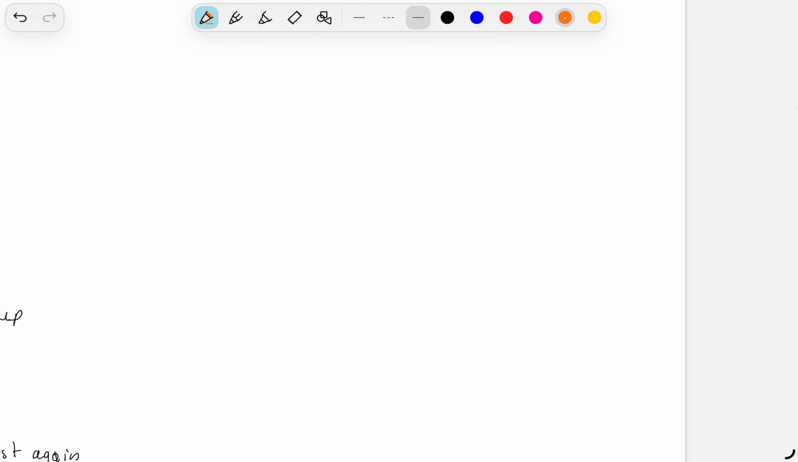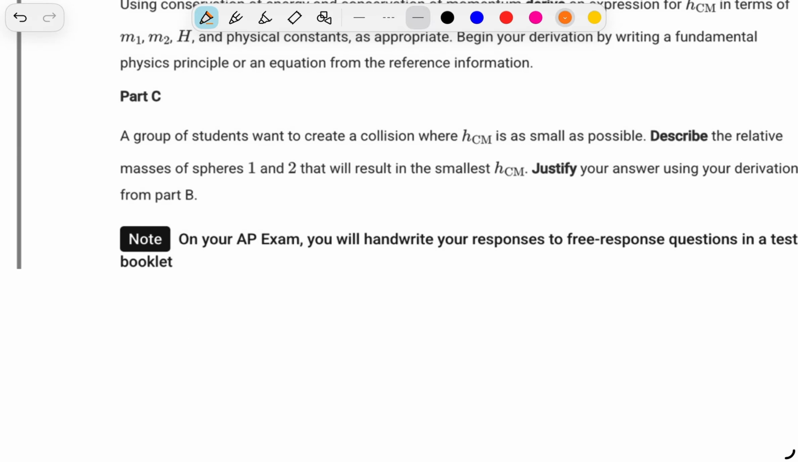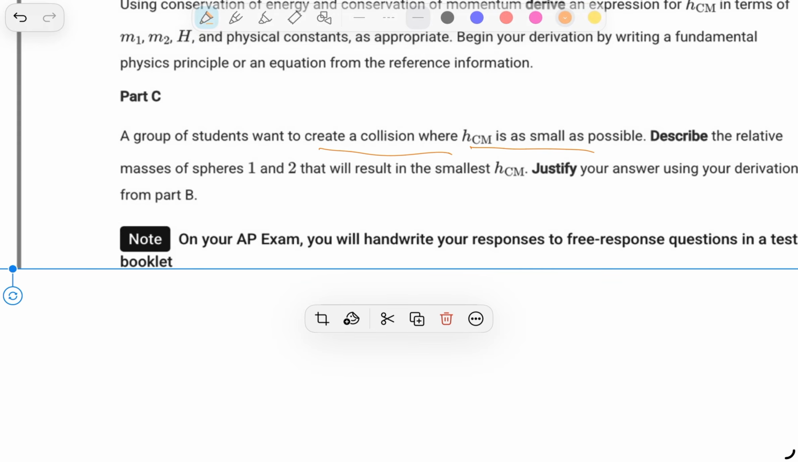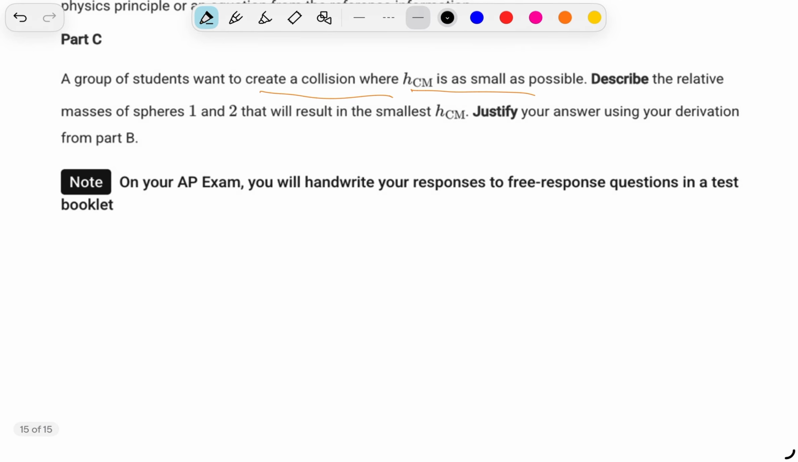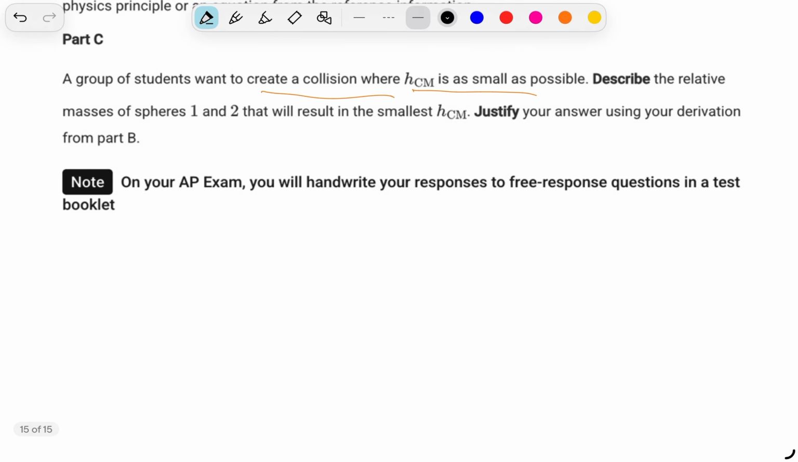Okay, now for our part C, we're asked, a group of students wants to create a collision where h center of mass is as small as possible. Describe the relative masses of sphere 1 and sphere 2 so that they create the smallest h center of mass. Justify your answer by using your derivation from part B.